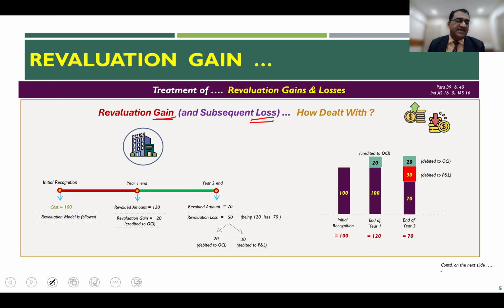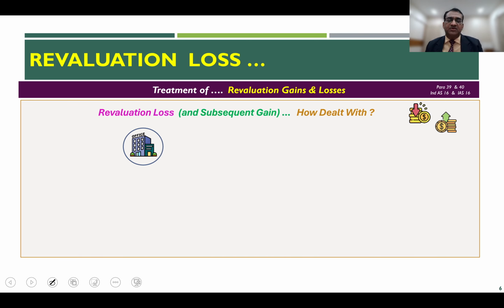Now, if you look into the next slide, what happens if the situation is reverse? That means you have first revaluation loss followed by revaluation gain. Let us see that scenario, and then we will look at that change in the decommissioning liability, how that is being dealt with. So this scenario is revaluation loss, subsequent revaluation gain.